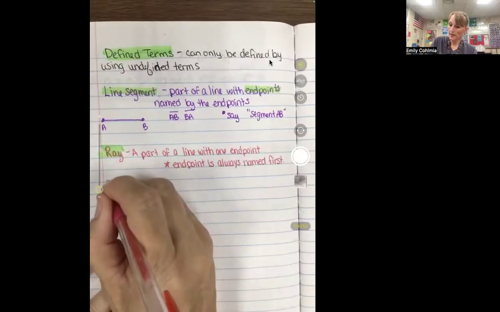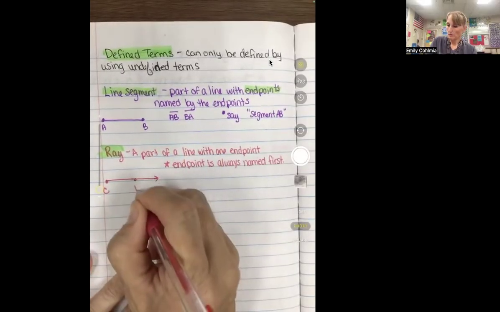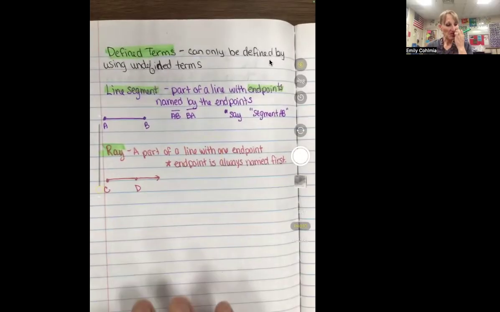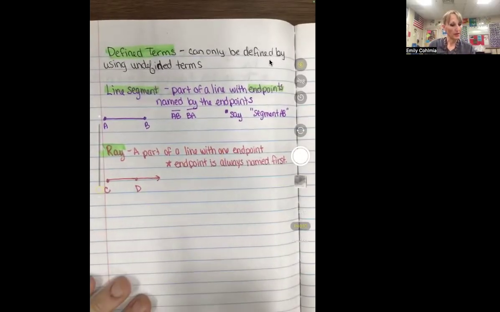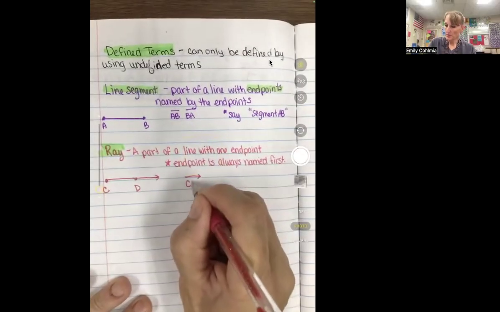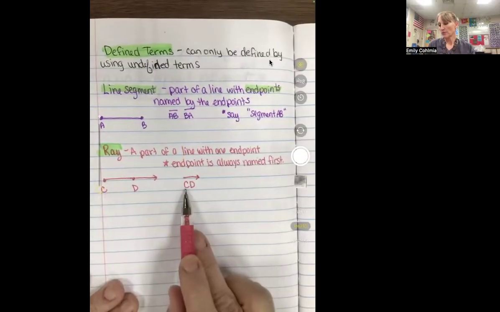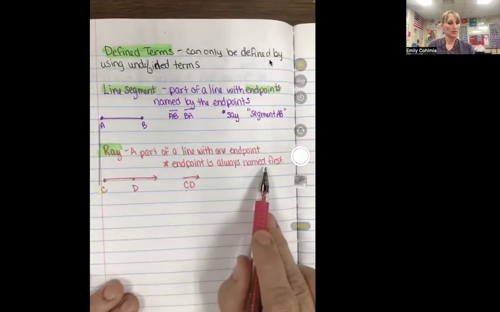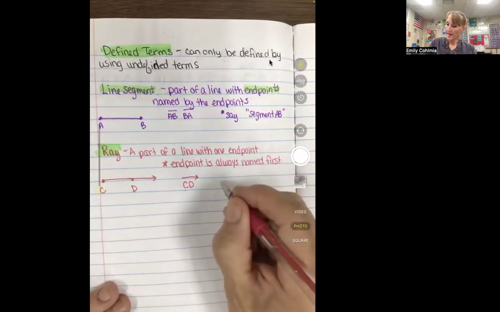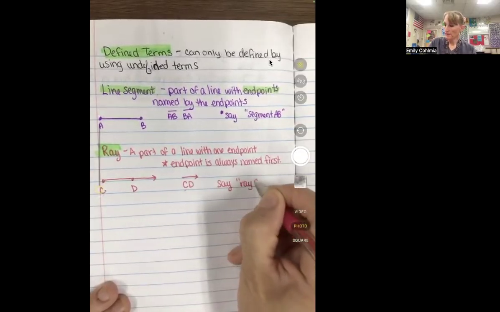So let's say we have this figure, part of a line, right? With only one endpoint, which means the other side goes on. So we are going to call this ray CD. Notice that the C is going to be in front because the C is the endpoint. The endpoint is always named first. We would say ray CD.